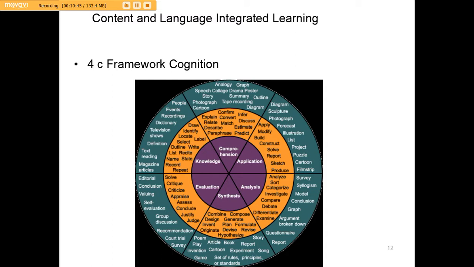But the lesson planning would combine one of the verbs from the middle wheel, which would be combine, compose, design, generate, invent, plan, formulate, originate, devise, revise, hypothesize. So you can see the idea here is to move up to the higher level thinking skills. And again, this is better explained in my video on Bloom's taxonomy of learning.